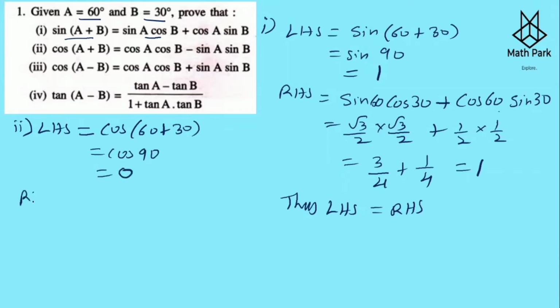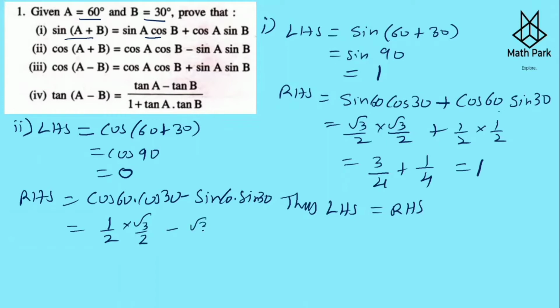Let us start the RHS of this question. So RHS, we have cos A cos B, so cos 60 cos 30, minus sin A sin B, so sin 60 sin 30. So cos 60 is 1 by 2, cos 30 is root 3 by 2, and sin 60 is root 3 by 2 and sin 30 is 1 by 2. So this is root 3 by 4 minus root 3 by 4, which is equal to 0, and that is how we get LHS is equal to RHS. Both we got 0 and hence prove the second part also.